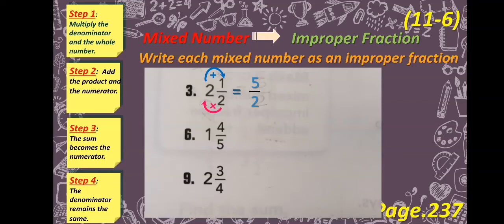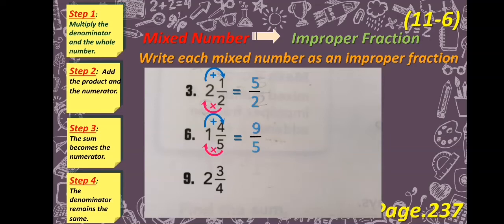The next one, 1 and 4/5. 5 times 1 plus 4. And this is our numerator. 5 times 1 equals 5 plus 4 equals 9. And the denominator stays the same. So the answer will be 9/5.